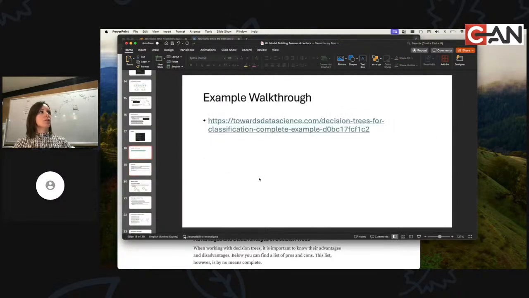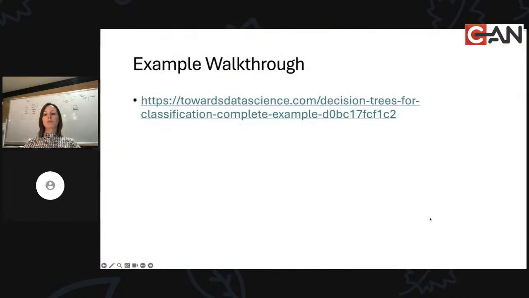Any questions so far? I think that was really mostly it for decision trees. We're going to talk about pros, cons, advantages, disadvantages, but this is a good pausing point. Any questions so far? Okay.